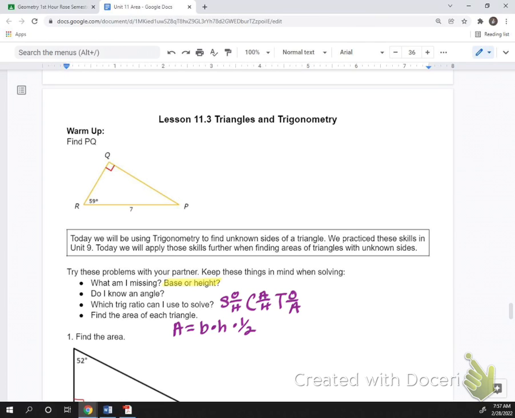I'm going to let you and your partner try 1, 2, and 3. Number 1 is what kind of triangle? Look at number 1. A right triangle. Go ahead and get started. We'll check in a few minutes.